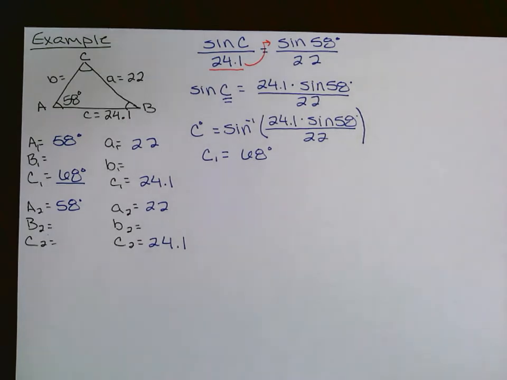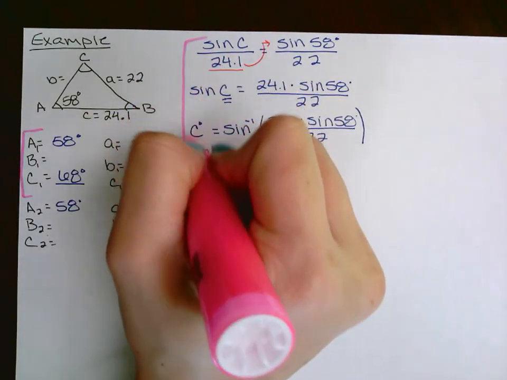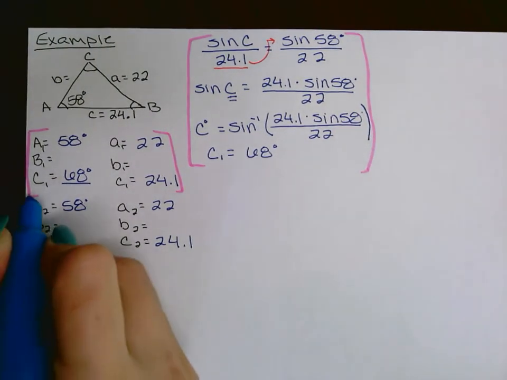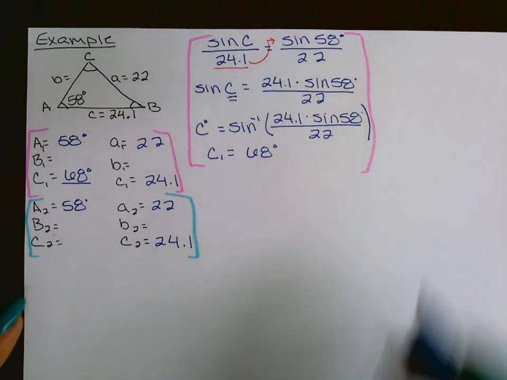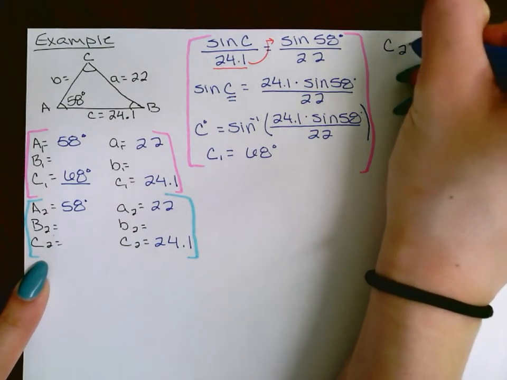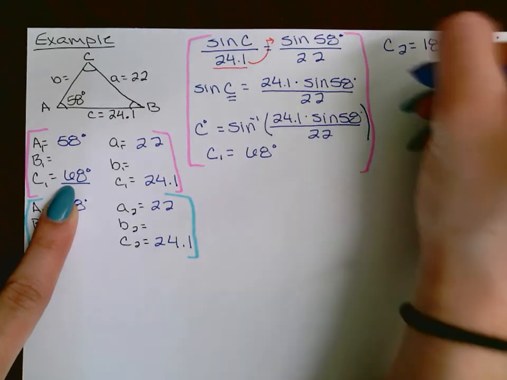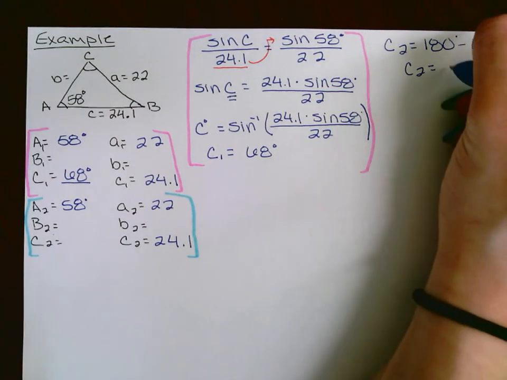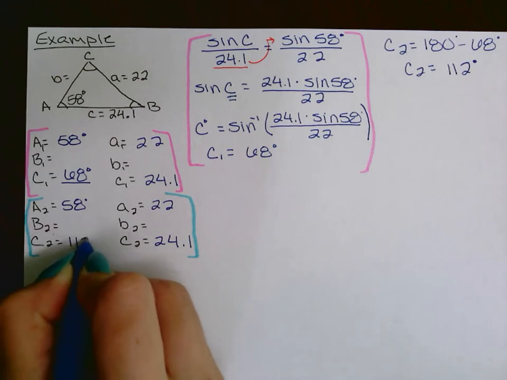Now, let's start color coding. I'm going to call this one down here a blue triangle. So my next step is to try and solve for that same exact angle, but in my blue triangle, in my second triangle. So the rule that we had written in our notes to find C2 is to say 180 minus the C that I found in the first triangle. And that gives us 112 degrees. I have a positive number between 0 and 180, so that is okay.